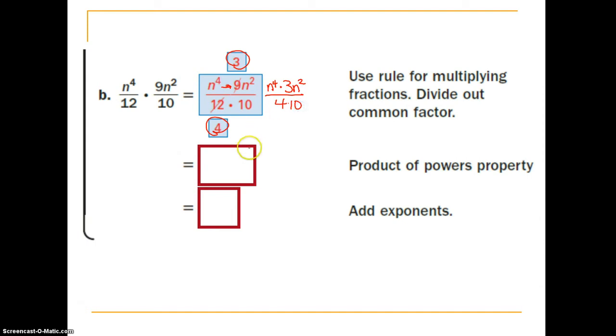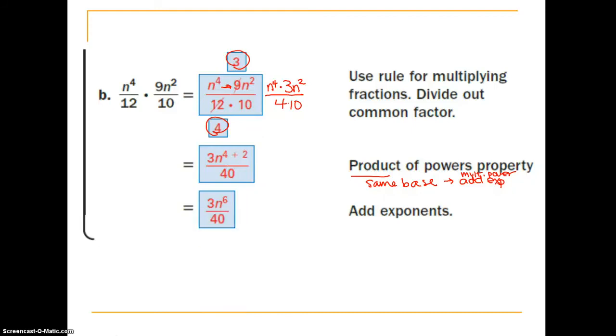Well, use the product of powers, which means same base, and you're multiplying, means you add the exponents. Multiply powers means you add exponents. So you have 3n and then 4 plus 2, and 4 times 10 is 40. So, 3n to the 6th power over 40.